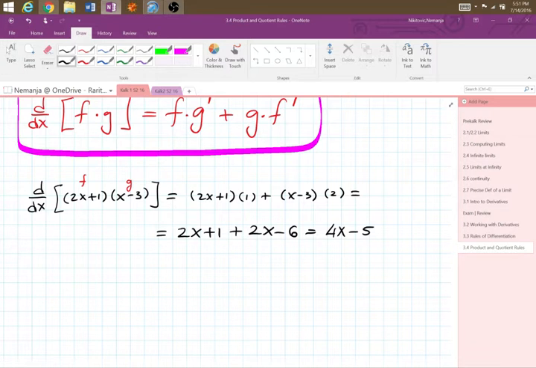So let's take a look at an example from the textbook. They have a whole bunch of these examples. I just need to get there. There we go.